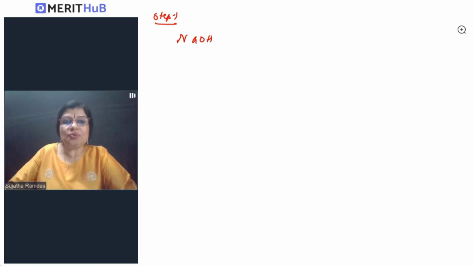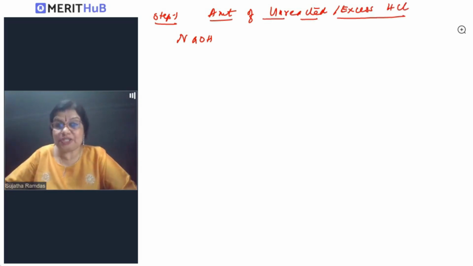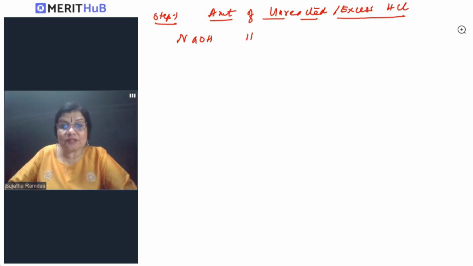We are finding out the amount of unreacted or excess hydrochloric acid. That is our first step in the calculation. Now, sodium hydroxide and hydrochloric acid bear a 1:1 mole ratio. So that makes it very easy.